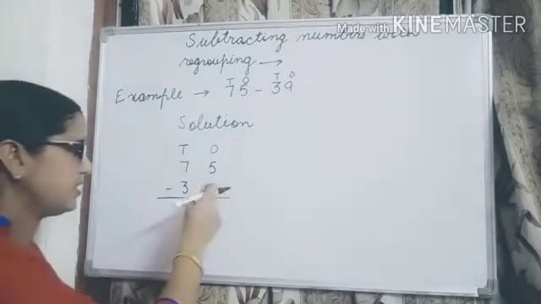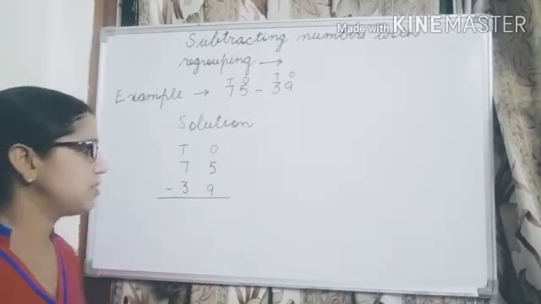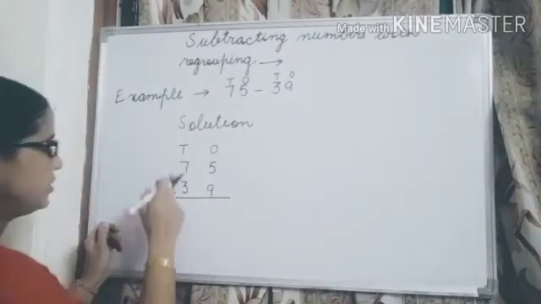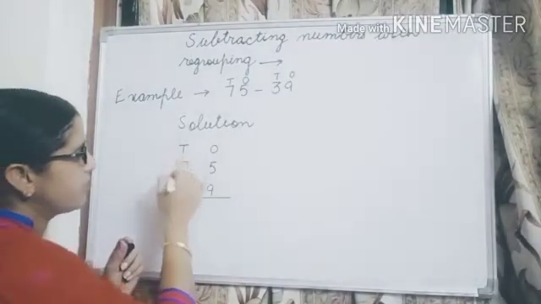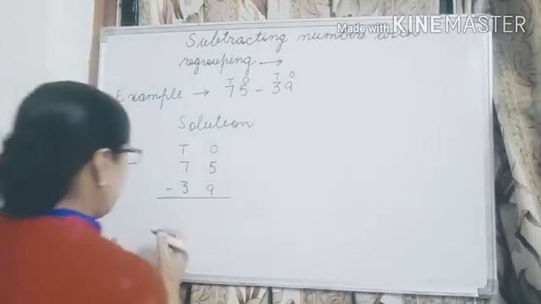Can you subtract this 9 from 5? No, it is not possible. We can't subtract. Then what do you have to do? We have to take the borrow from this 7. When we take borrow from this 7, that is called the regrouping. How will we take that borrow?